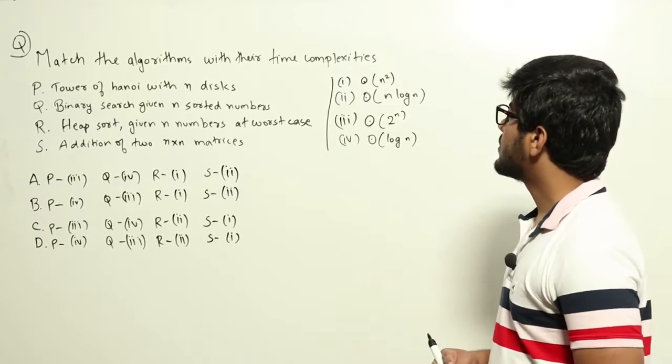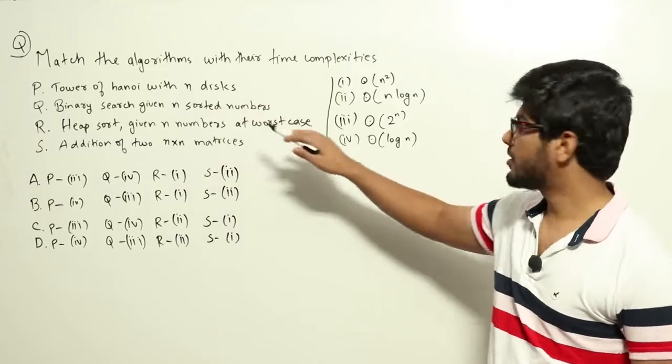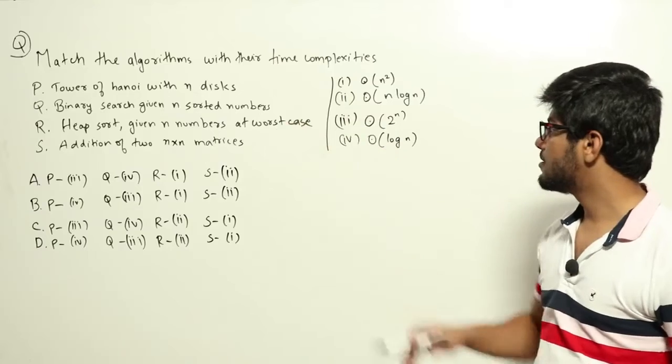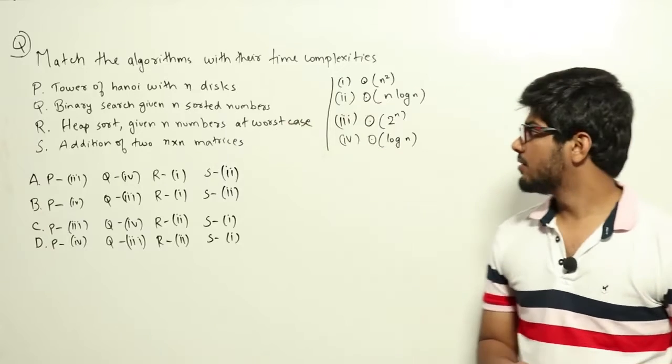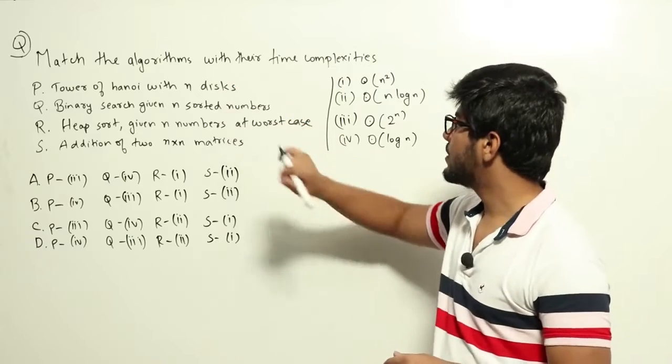Match the algorithms with their time complexities. So we have been given 4 algorithms here and 4 time complexities are also given here, and we need to match each of these to the one on the right side. So let's look at these one by one. Tower of Hanoi with n disks.